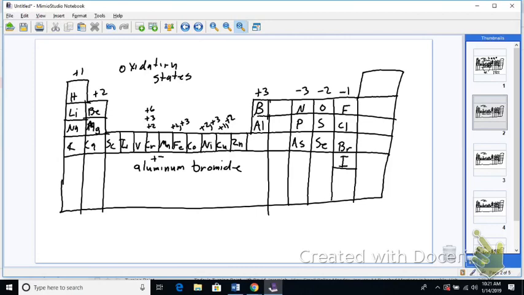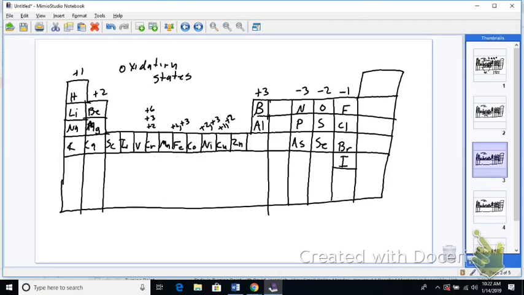So this is a +3 and this is a -1, so you guys know that when you add these together it won't give you 0, so you have to do what? You have to have how many bromides? 3. So you say, I'm going to multiply by that 3, and now it will be 0. That becomes my subscript. So if you had it as AlBr3, you would be right. We good? Okay.